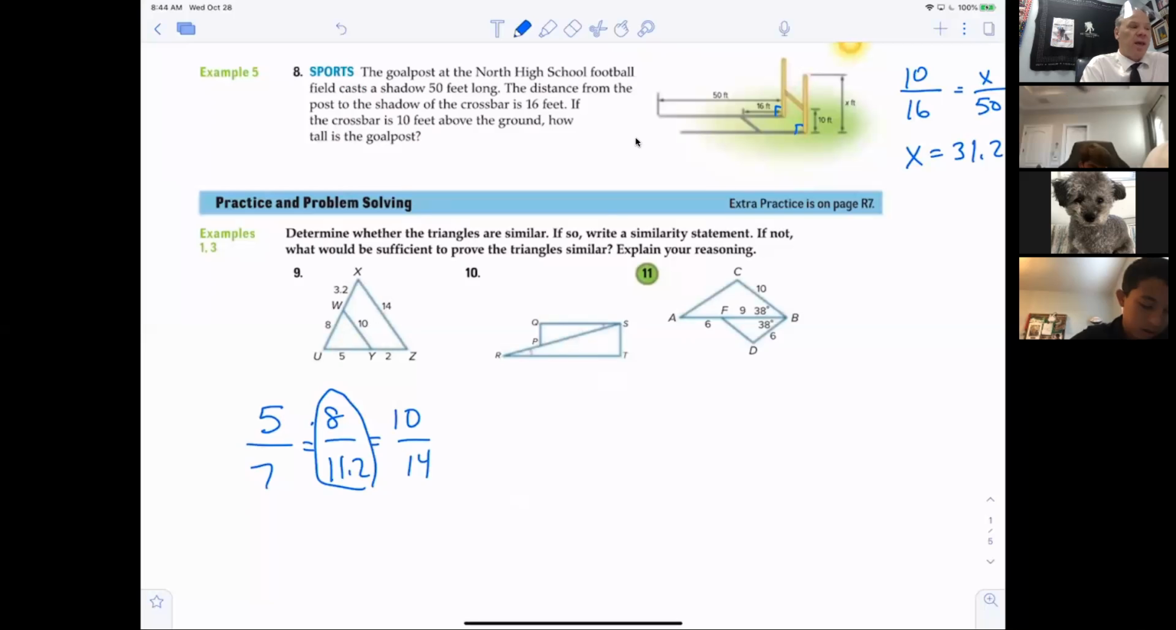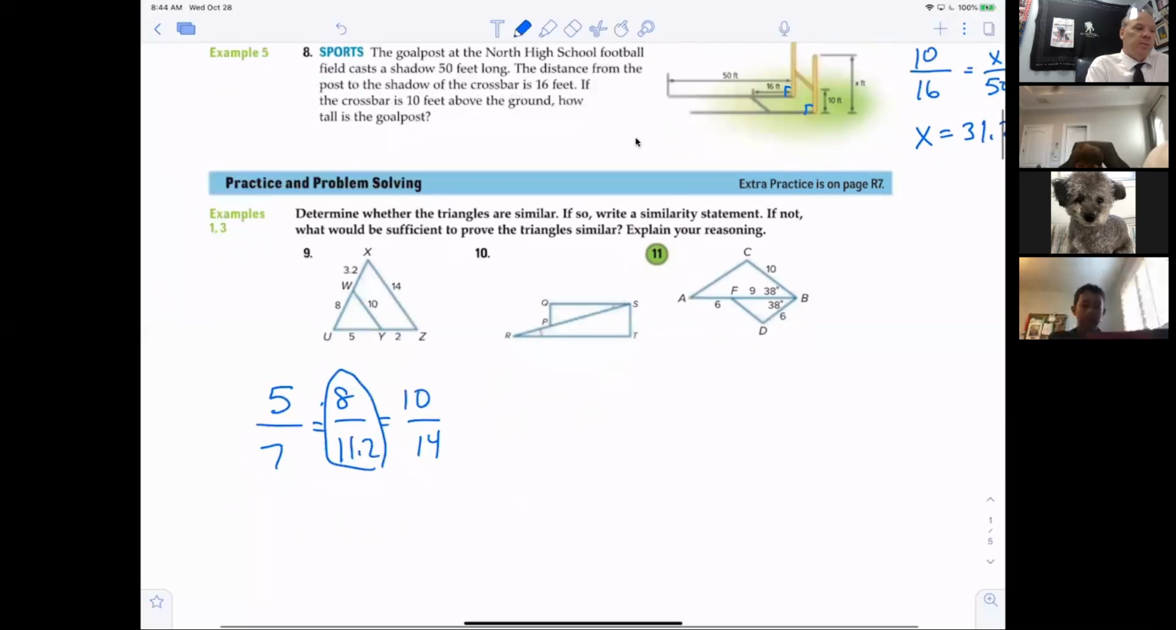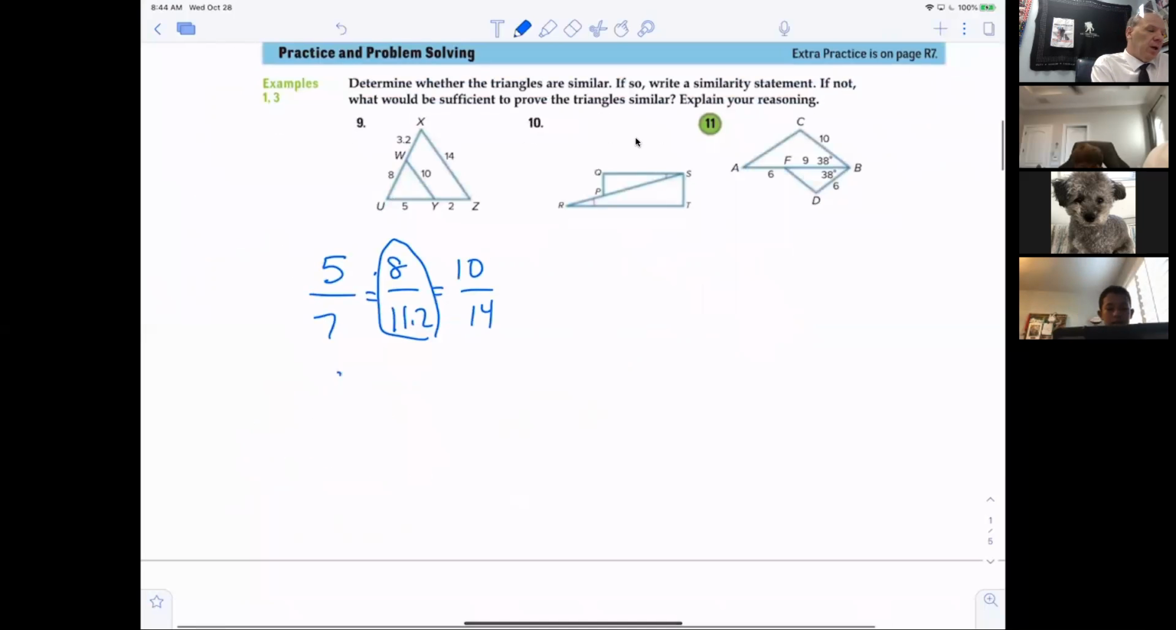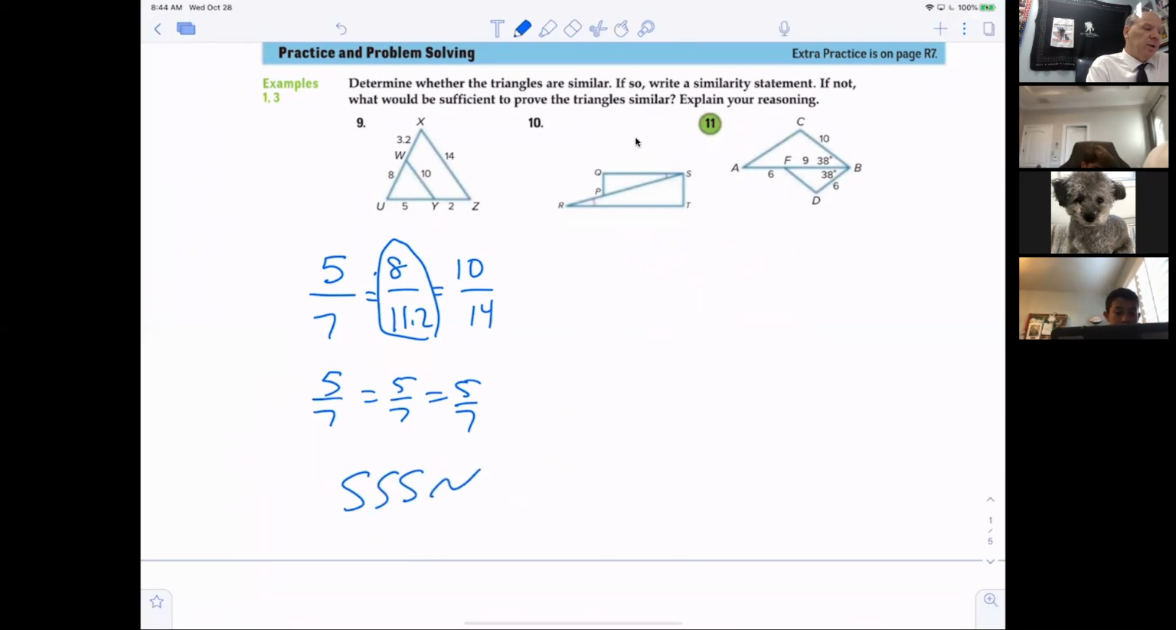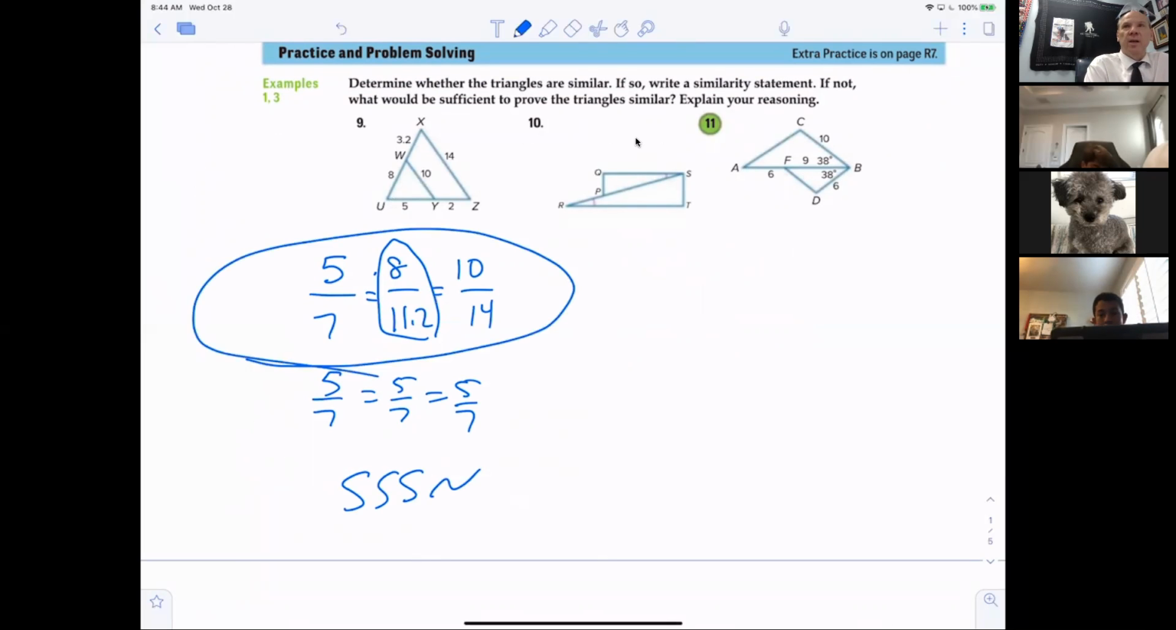Just write 8 over 11.2, write that as a fraction, and it comes out to be what? They all become 5 over 7. 5 over 7, 5 over 7. Does anybody have any doubts about that? So then this is by side, side, side similarity. Again, I just think this is the easiest way to set it up.